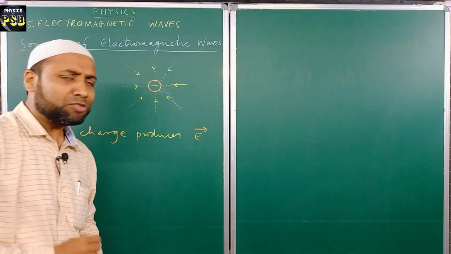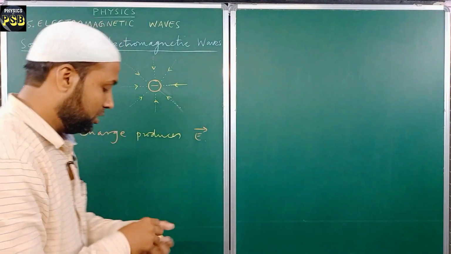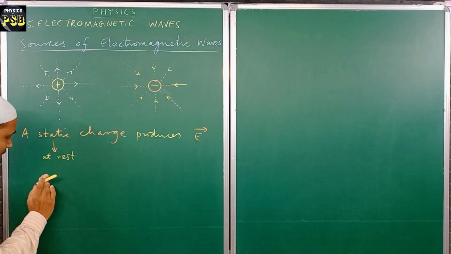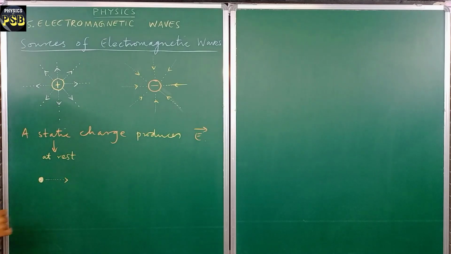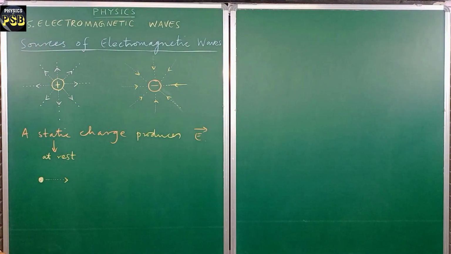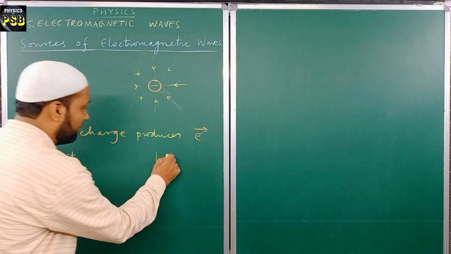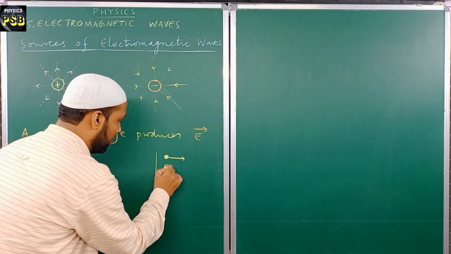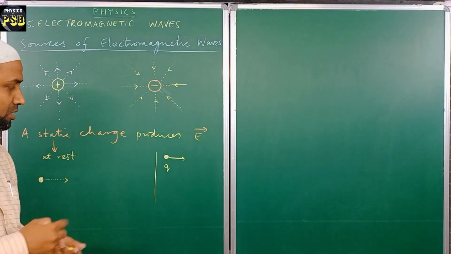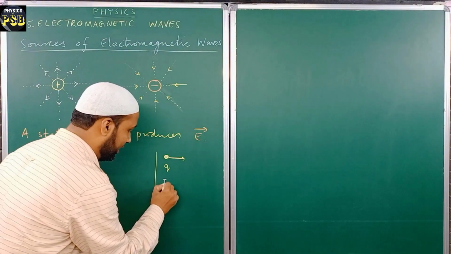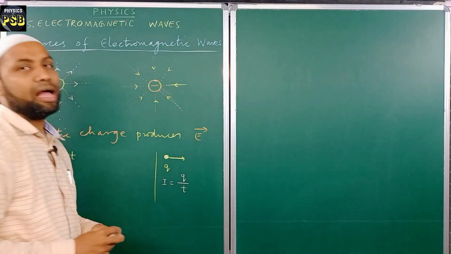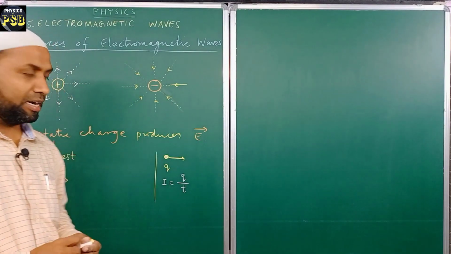Now, what happens when these charges move? If these charges start moving with some uniform velocity in a particular direction, in such a case they constitute electric current. Now suppose I have a charge Q moving in this particular direction in a straight line, then it will constitute an electric current. Electric current is given as the rate of flow of electric charge through a given conductor.